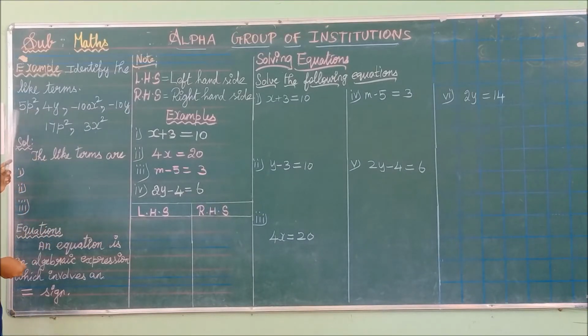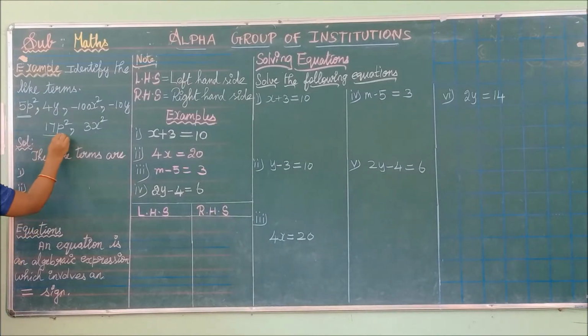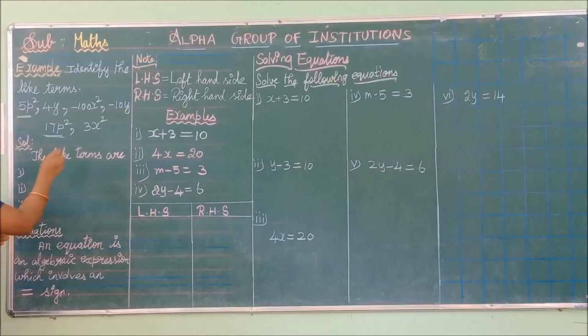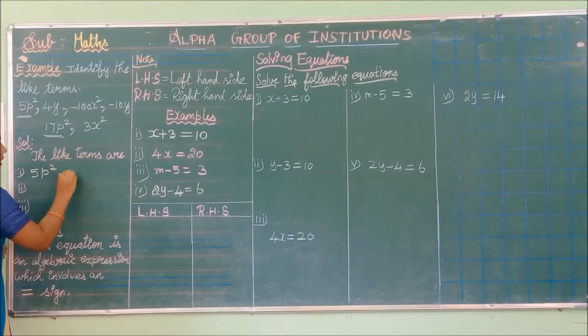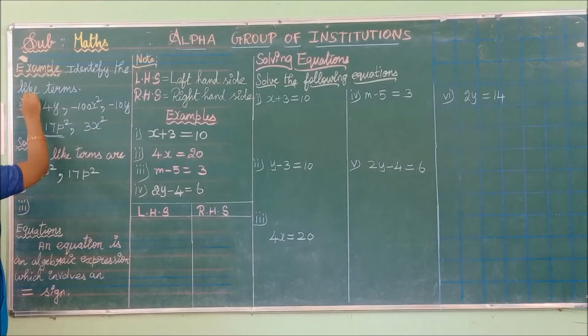See here, what is the first term? 5p square. So we have to search whether there is any p square term here. See here, we have 17p square. Though they have different coefficients, they are said to be like terms. So the first set of like terms are 5p square, comma, 17p square. Do you understand, children? Thus we have written the first set of like terms.